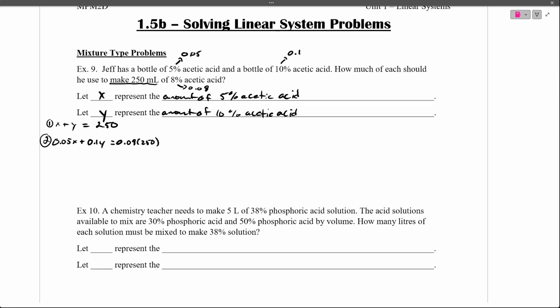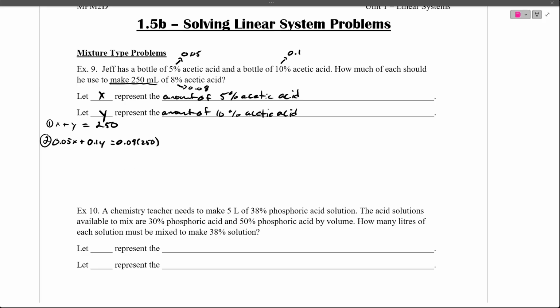Okay, so we can simplify this by doing that math, of course. And if you take 0.08 and multiply it by 250, there we go. Sorry, just had to check my numbers here.